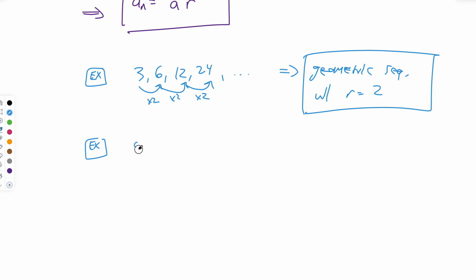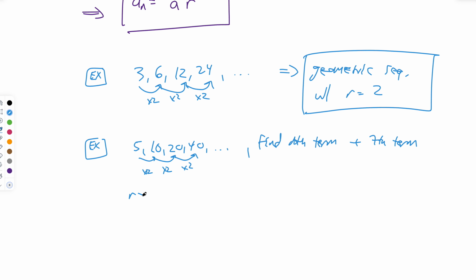Let's say I have the sequence 5, 10, 20, 40, dot, dot, dot, and I want to find the nth term and the 7th term. Okay. Again, is this geometric? Yes, it is. So times 2, times 2, times 2. Again, I did 2 here. It doesn't have to be 2, right? It could be multiplied by a half. It could be multiplied by 5/3. It could be whatever. So we're multiplying by 2, right? So my r is 2.